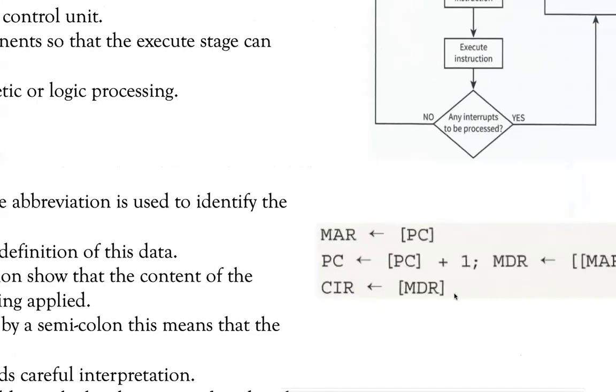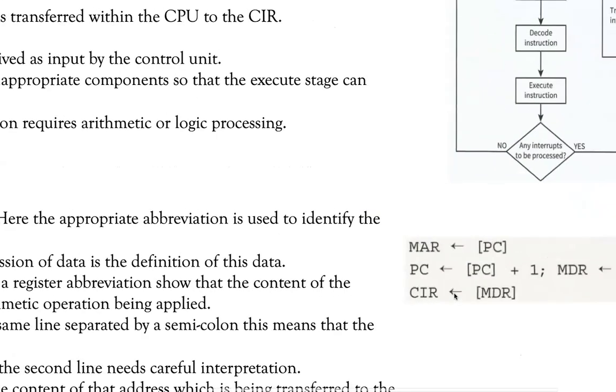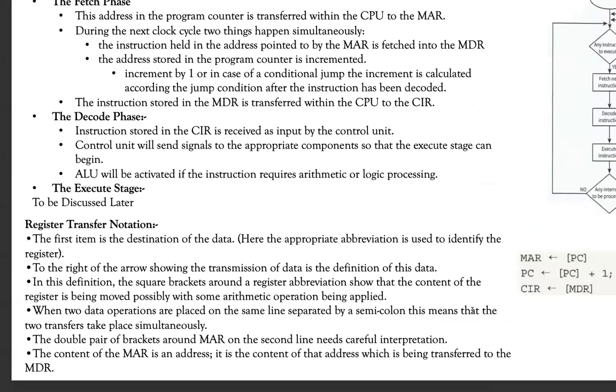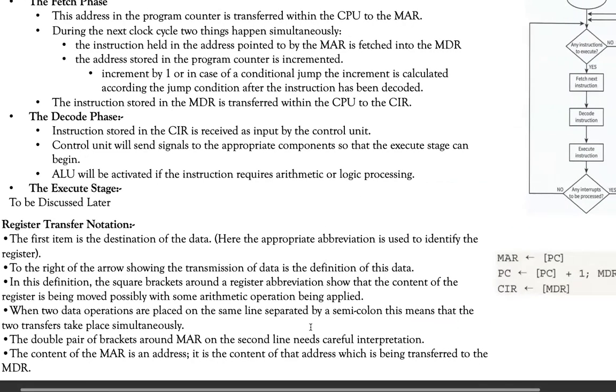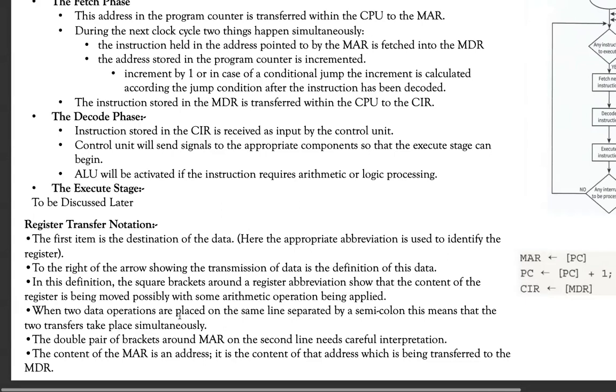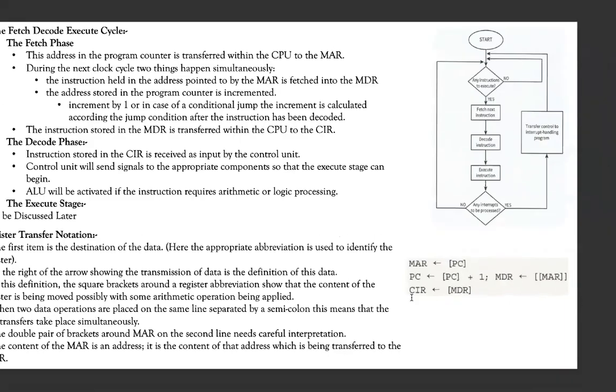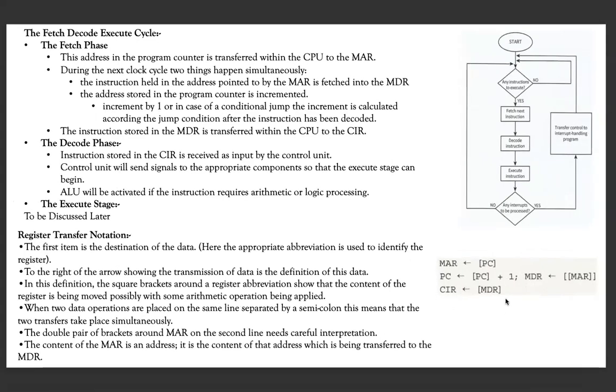We have mentioned this, just a quick recap. What does the semicolon mean? When two operations are placed in the same line, separated by a semicolon, that means the two transfers take place simultaneously. So if you're making use of a semicolon, it means that these two steps are taking place at the same time. So we have to make sure the semicolon is mentioned in this particular step here. So this is the register transfer notation.